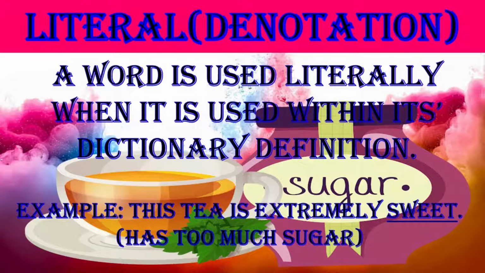Literal, or denotation. A word is used literally when it is used within its dictionary meaning. Let's look at our example. The tea is extremely sweet. Sweet is the underlined word that we're looking at. And in this sentence, sweet means has too much sugar.